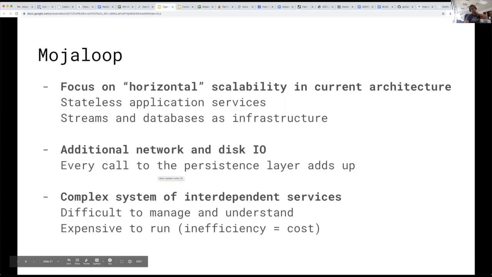So this final section was about how this fits into Mojaloop. And I hope folks will hang around for a minute or two longer if we do run out of time. A few comments we wanted to make. There has been a big focus on horizontal scalability in the current architecture, which is great, and it aligns with, I guess, modern thinking around cloud native applications and the idea that you have lots and lots of stateless application services, and that you have your message streams or databases or whatever as infrastructure beneath those.